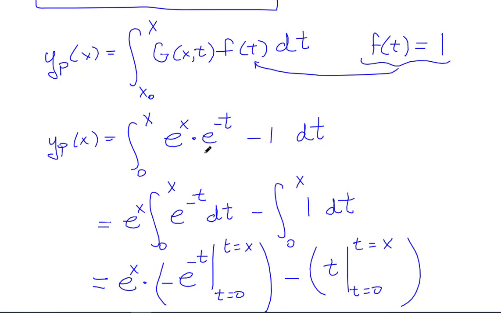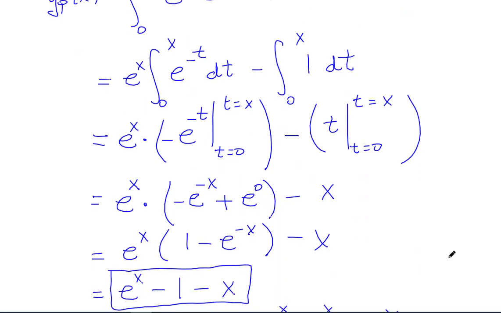All right, so I'm going to split it into two integrals. e to the x is a constant. So I'm simply integrating e to the minus t. So I get a minus e to the minus t. Plugging in t equals x and t equals 0. When I integrate this 1, I get a t. And again, filling in t equals x and t equals 0.